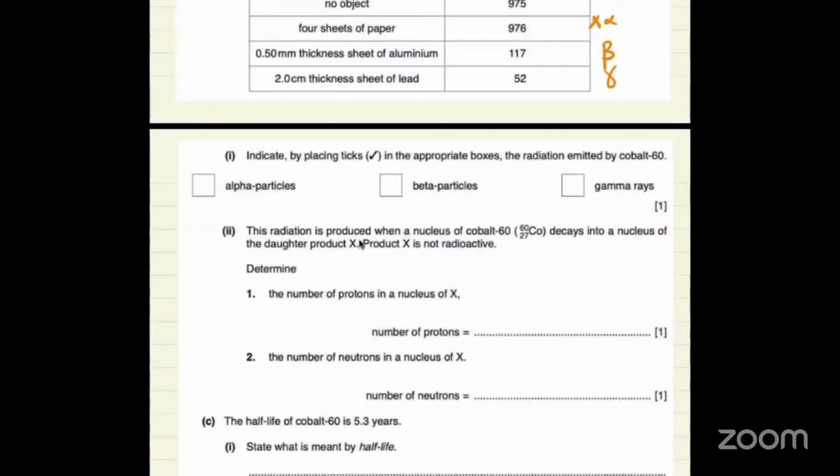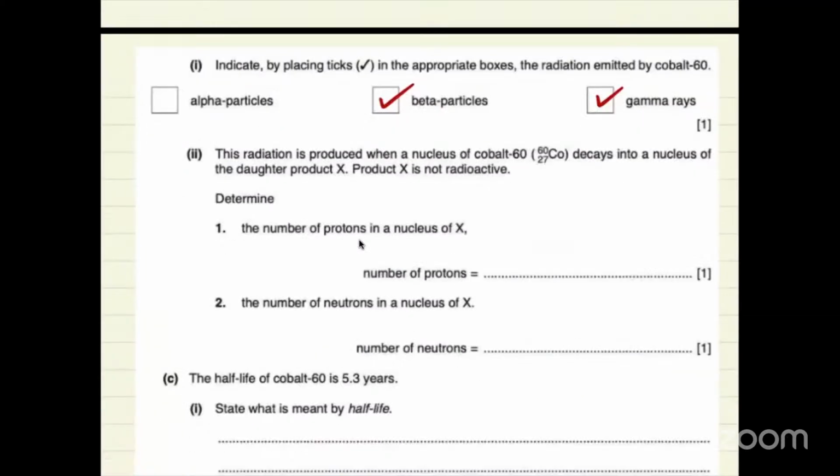The radiation is produced when a nucleus of cobalt-60 decays into a nucleus of this daughter product X. Product X is not radioactive. So, number of protons in a nucleus of X, all right? It decays by beta decay and gamma decay. We know that the gamma decay has no impact on the chemical composition of the nucleus. It doesn't have any impact.